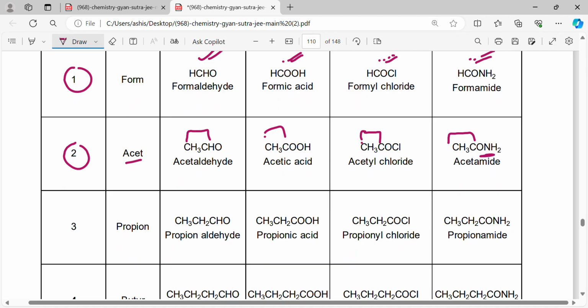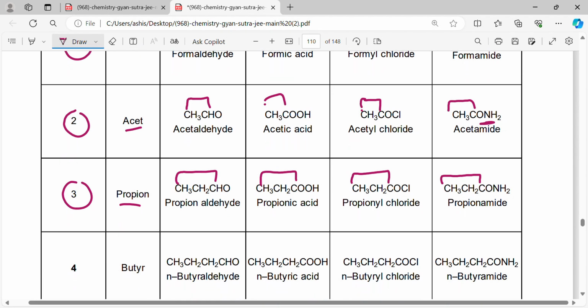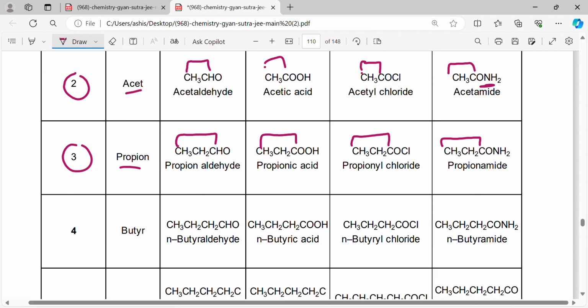Then propion is used for three carbons. So three carbon aldehyde is propionaldehyde, propionic acid if carboxylic acid is present. If three carbons are present in acid halide like CH3CH2COCl, then that is called propionyl halide, and propionamide if it is present in amide. So these all are common naming systems.